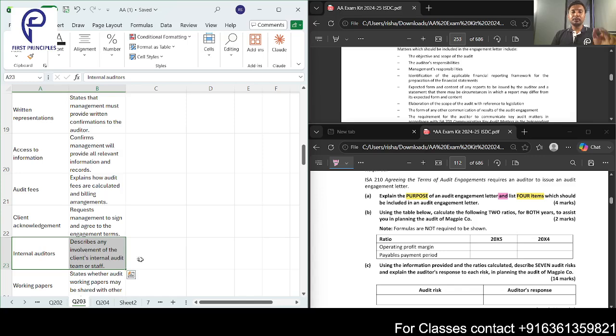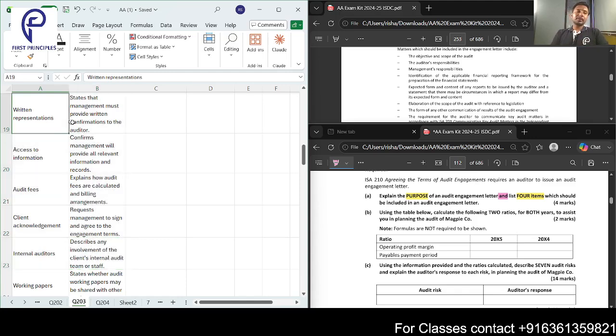And finally, if any internal auditors of the client, whoever you are auditing, will be a part of the audit, then you write that also: yes, we will be using the internal auditors' services also. Whoever your internal auditors are, we will take some help from them in doing the audit. Everything will be written right from the start, so there's no confusion later on.